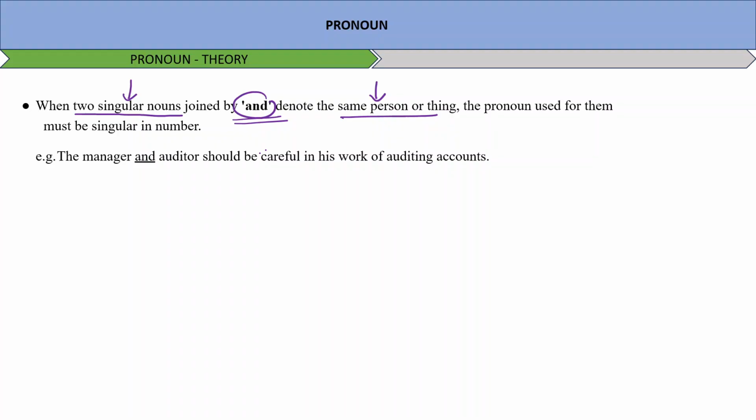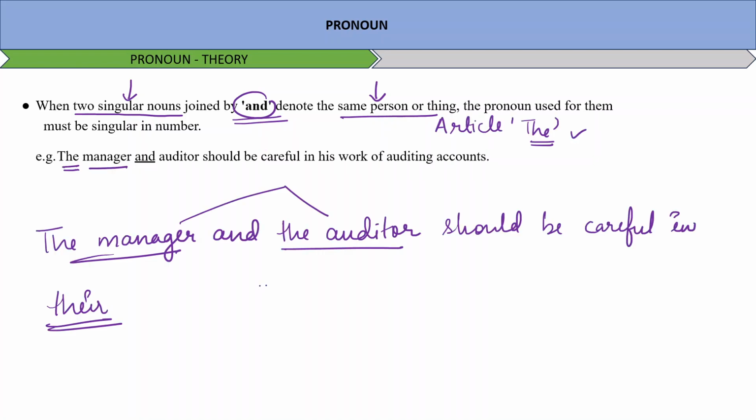If they were two persons, the sentence would have been like this: the manager and the auditor should be careful in their work, both of their work. I'm talking about the work which they will be doing together, their work of auditing accounts.